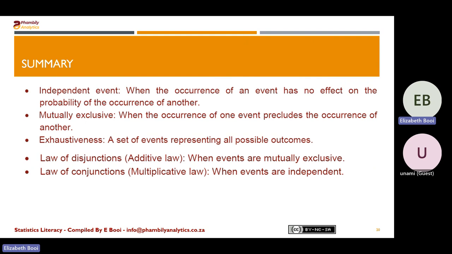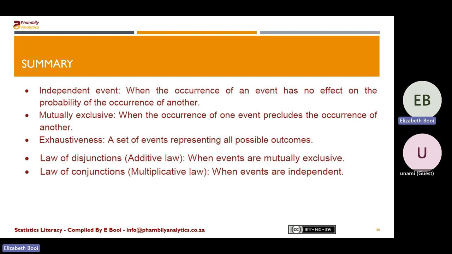But before that, in summary, just to conclude as well. Independent events is when the occurrence of an event has no effect on the probability of the other event happening. Mutually exclusive events is when the occurrence of one event precludes the occurrence of another, or when two events cannot happen at the same time. Exhaustive events are a set of all events representing all possible outcomes of a sample space. The addition rule applies when events are mutually exclusive. So ask yourself, are the events mutually exclusive, and am I calculating an either-or event? Then I'm going to apply the additive rule.